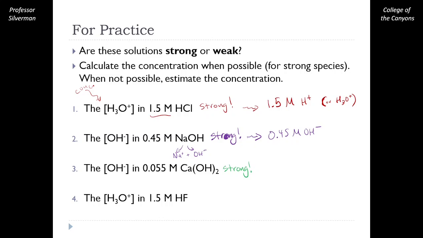Calcium hydroxide is strong as well, so this is going to 100% of the time break apart into our calciums and our hydroxides. Let's keep account of the stoichiometry. Every calcium hydroxide is going to turn into 2 hydroxides. So actually our amount of hydroxide is going to be exactly double the amount of our original calcium hydroxide.